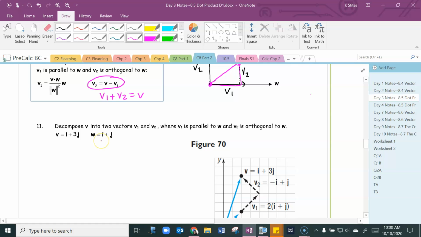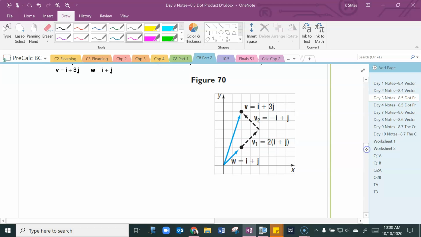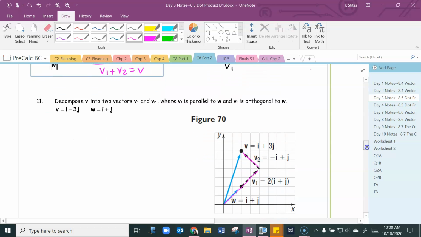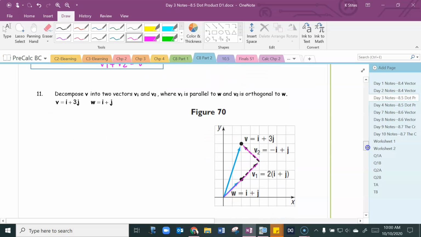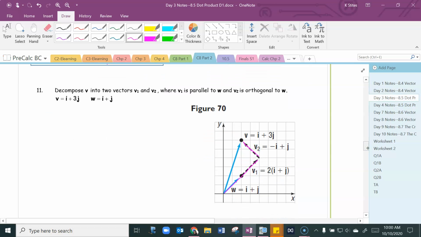Here are your two vectors, V and W, and I've drawn the picture for you. I've actually taken this from your book. But here's V1, here's V2, and what we're going to find out is we are going to be able to find each of those vectors once we complete the problem. The answers are here, but we'll see that we get the same thing.